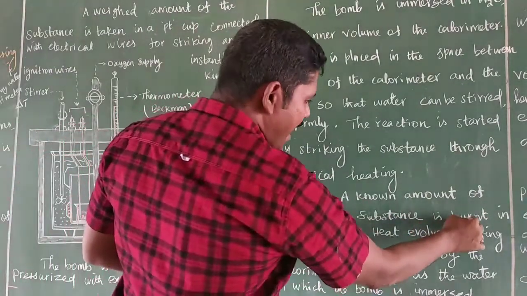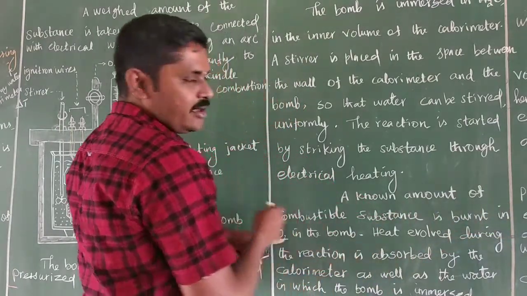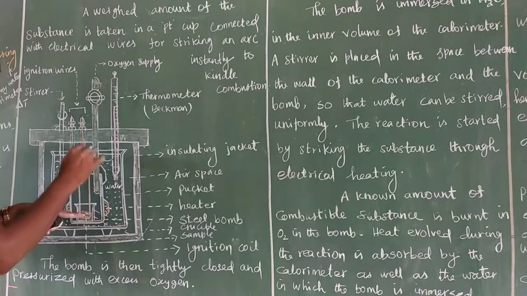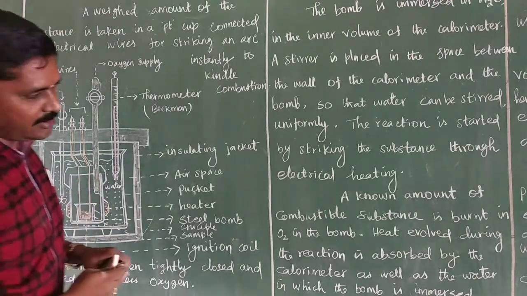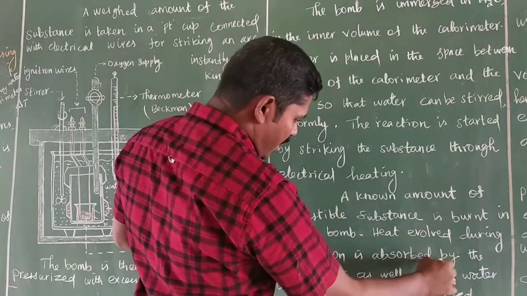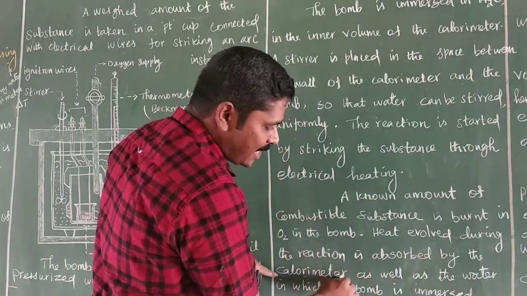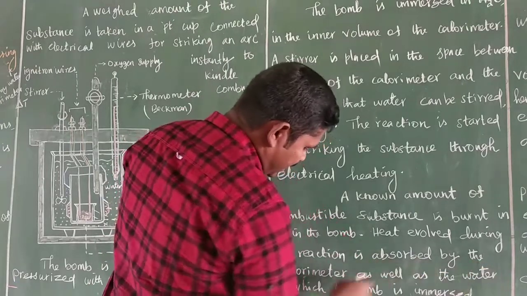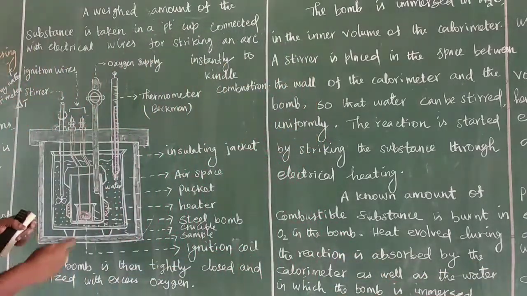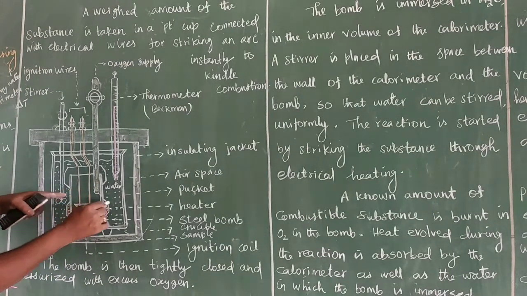A known amount of combustible substance is burned in oxygen in the bomb. Right? So a weighed amount of substance is burned in oxygen. The heat evolved during the reaction is absorbed by the calorimeter as well as the water in which the bomb is immersed.